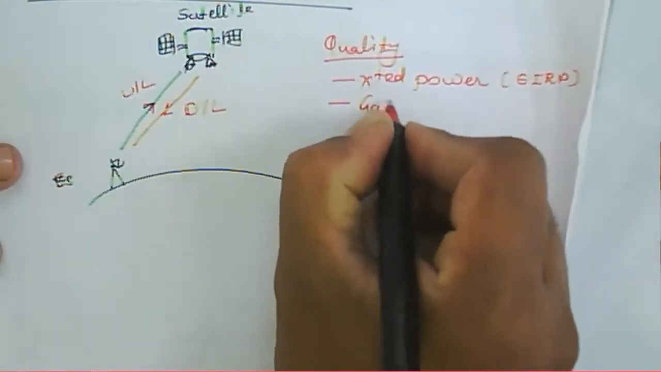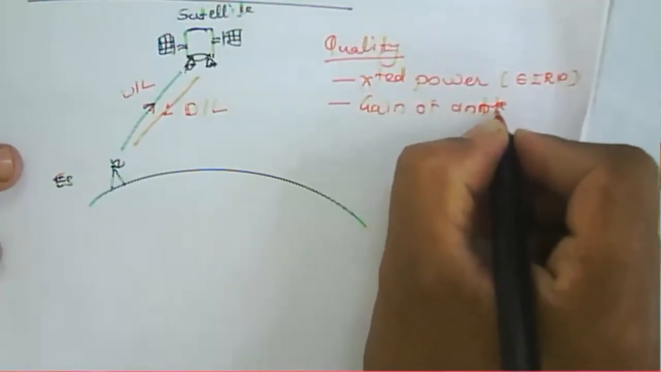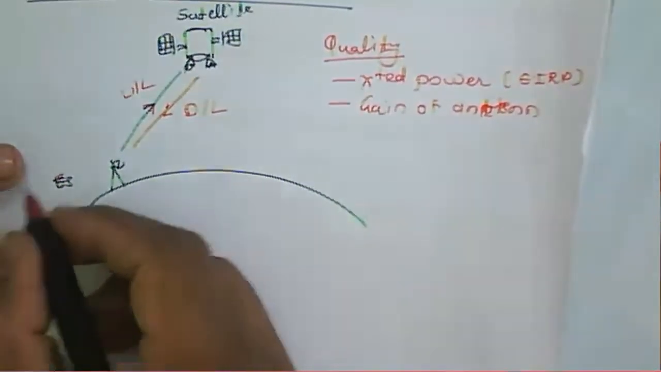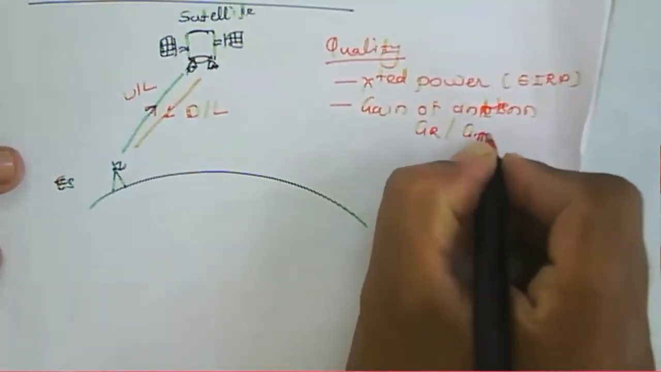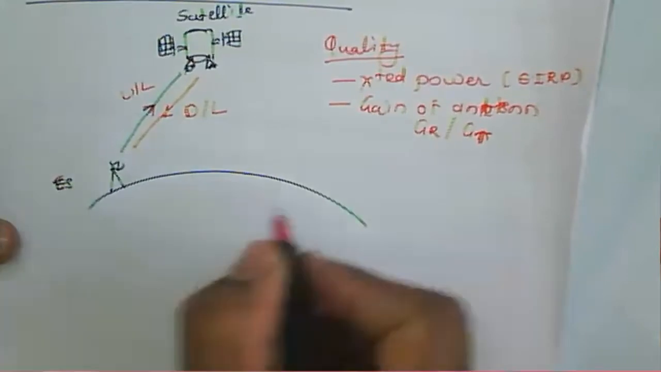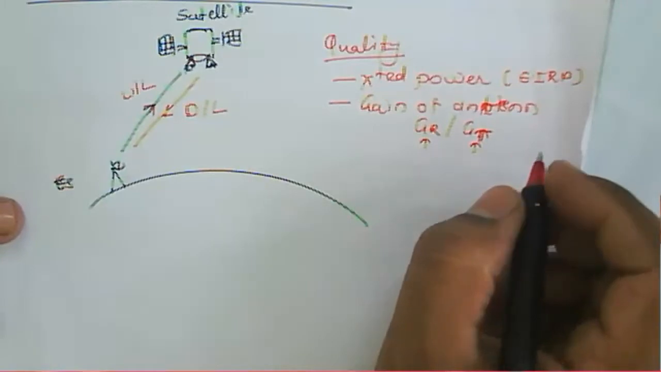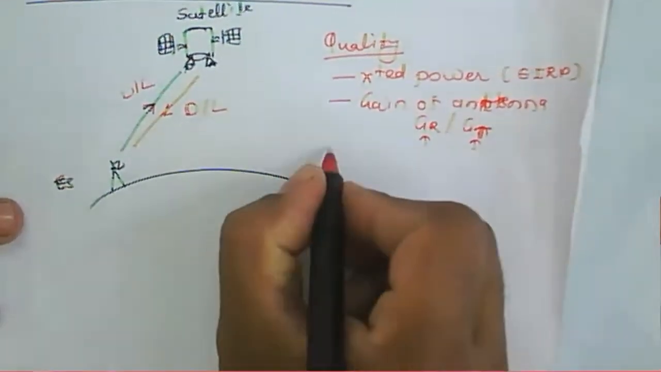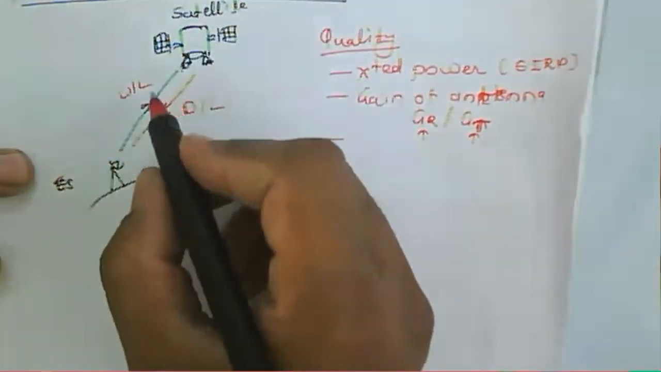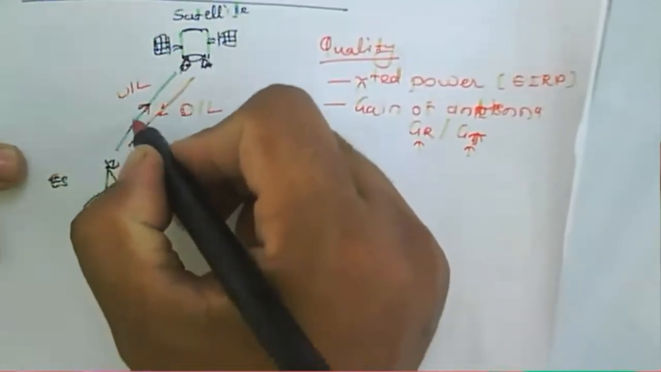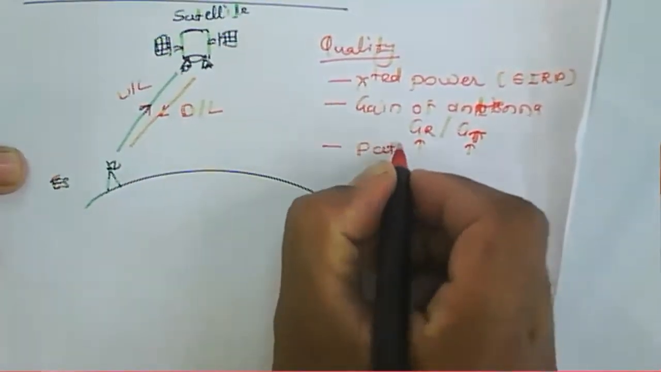That's why we should know the gain of an antenna. The gain of an antenna is the receiving gain, or the transmitting gain of the antenna, meaning the gain at a receiver and the gain at a transmitter for the given antenna. Next we need to know about the path from the earth station to the satellite along which the signal is propagating. In that case we should know what will be the path loss.